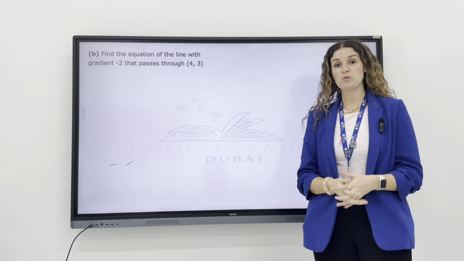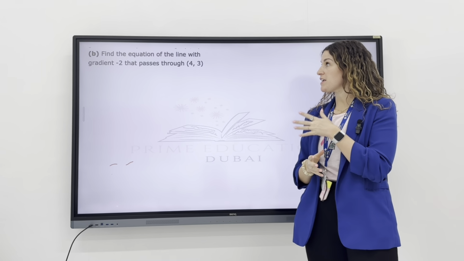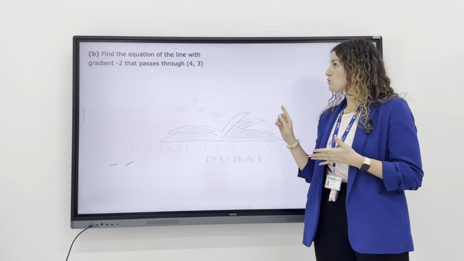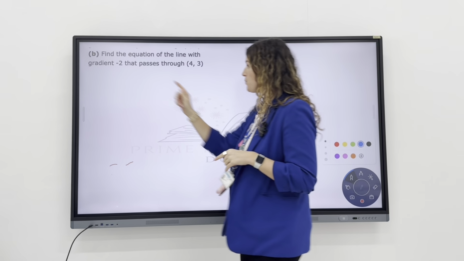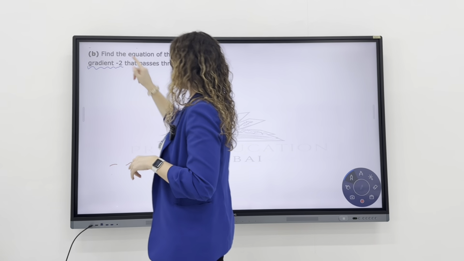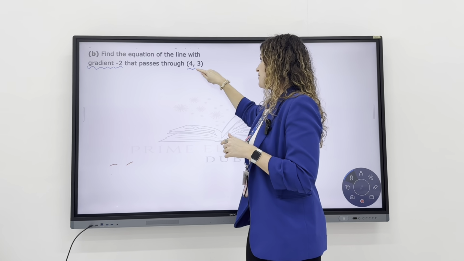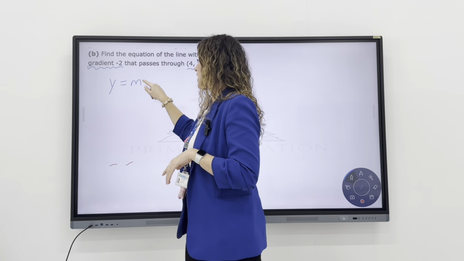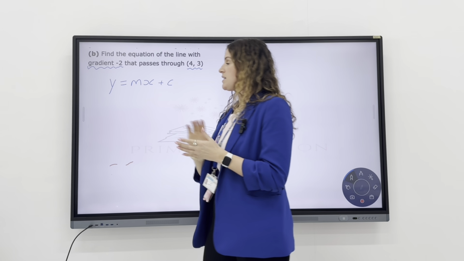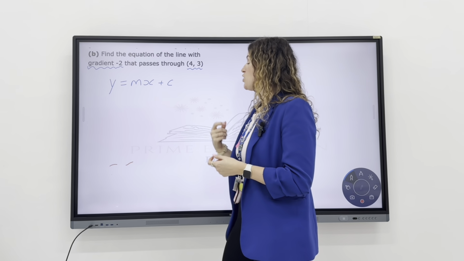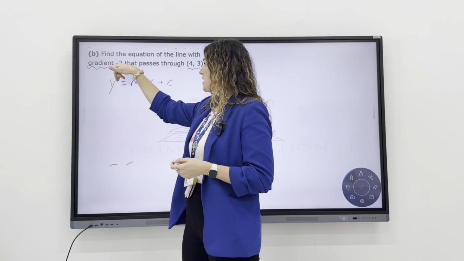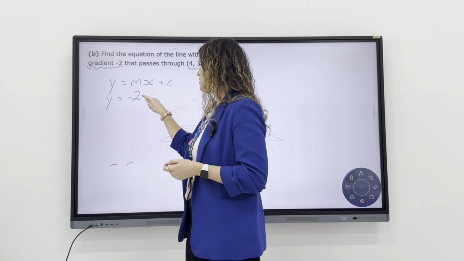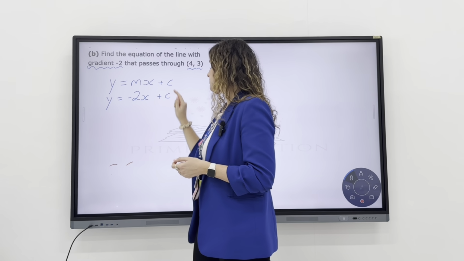Okay guys, so what we're going to do now is find the equation of a line with gradient -2 that passes through the point (4, 3). So first things first, our important information. We know that our equation of a line is y equals mx plus c. Straight away, I know my gradient is -2, so I'm going to rewrite my equation with my gradient in.